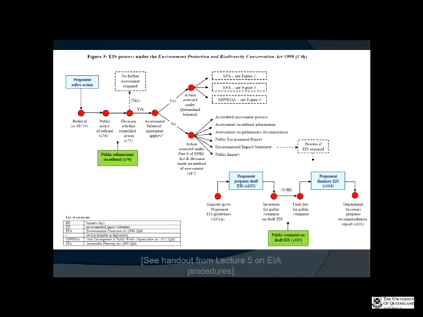So again, this is an outline of the EIS process under the EPBC Act and the different processes that apply, and also the time periods between making certain documents available and the minister making decisions and so on. So that's from the handout again, so make sure you've got a copy of it. Sorry, that's not from this week, that's from Lecture 5. That's the one on the environmental impact assessment process, which had all the different processes under the Queensland and the Commonwealth.